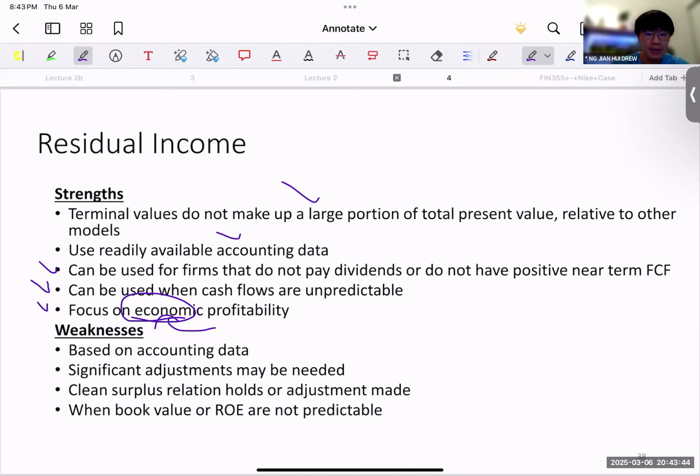In terms of weaknesses, accounting data, like what you mentioned earlier, the comment is very good, is that it's very historical, right? It might not be the best data to use. Clean surplus must hold. Sometimes book value can be unpredictable. Book value and return on equity can be quite unpredictable as well.